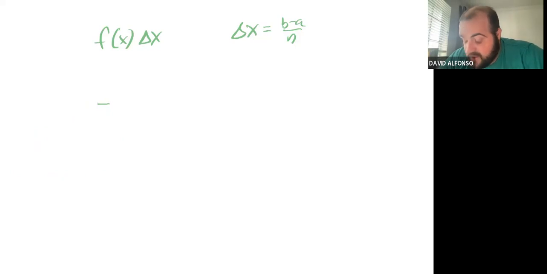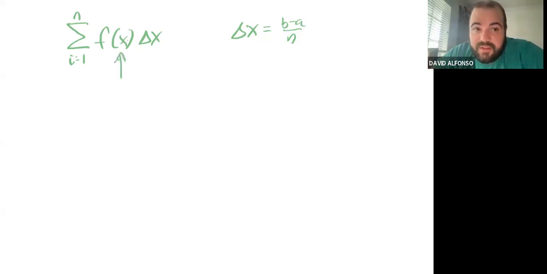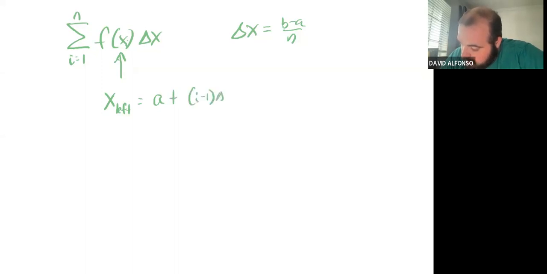Now, the technical way is, if you're now adding a bunch of these rectangles, remember, you could express that as a summation. So you could basically say from 1 to n. You're basically going to add n rectangles together. Okay, so that's that notation. So the value of x that you plug into the function depends if you're doing left, right, or midpoint. So basically, if you're going to be doing left, it's going to be a plus i minus 1 delta x.